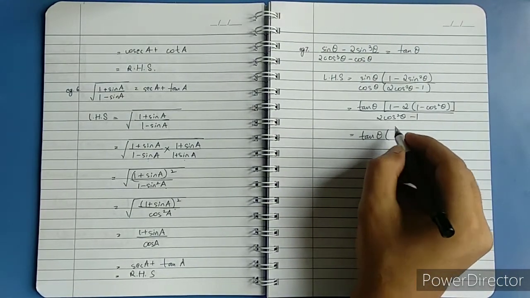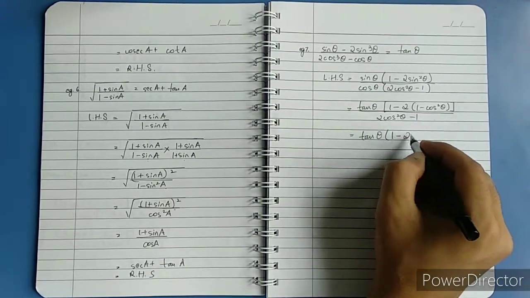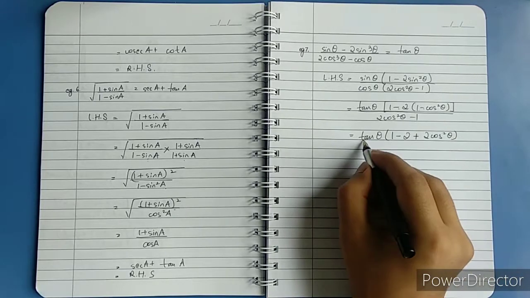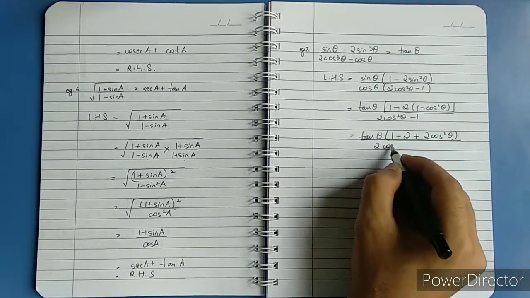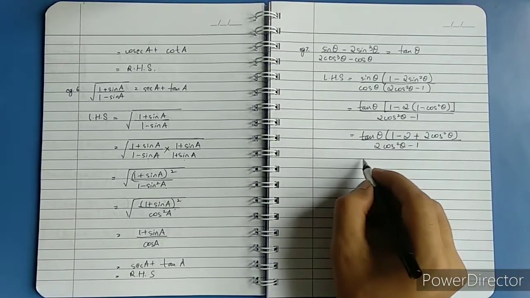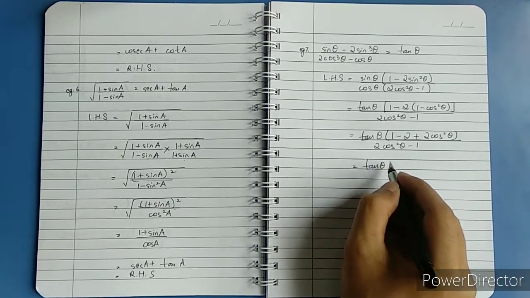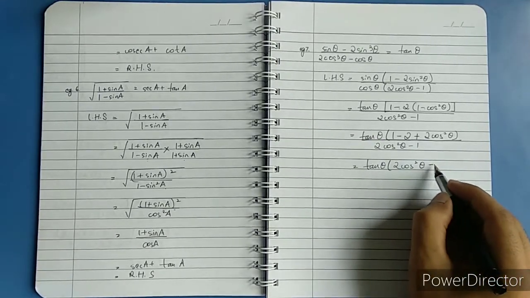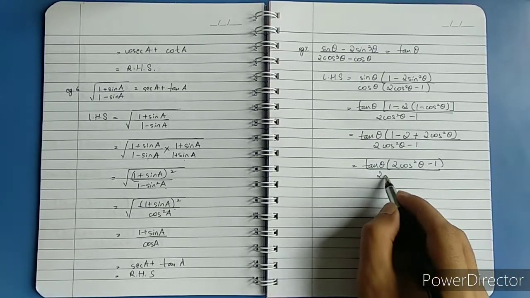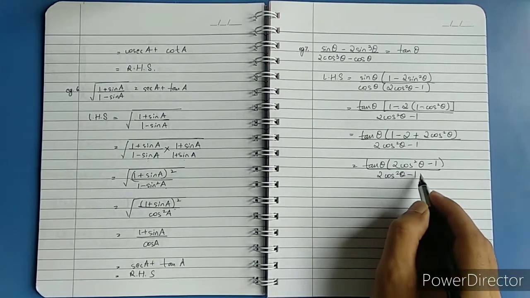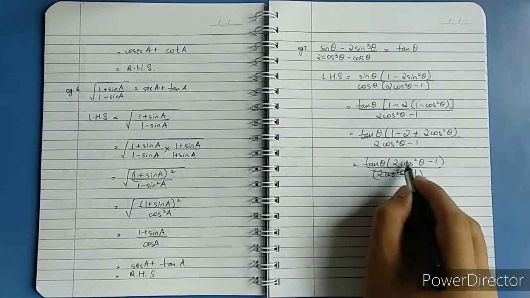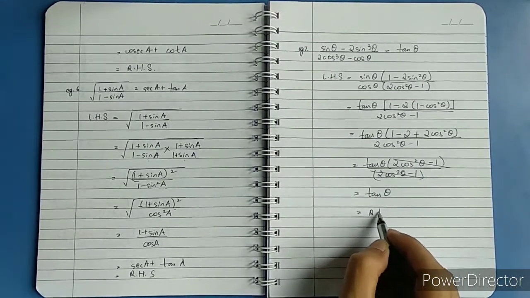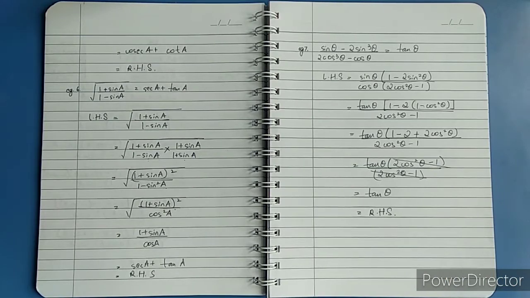So tan theta, 1 minus 2 into 1 is 2, minus into minus plus 2 cos square theta, by 2 cos square theta minus 1. So this is equal to tan theta. In the numerator we have 2 cos square theta, 1 minus 2 is minus 1, by 2 cos square theta minus 1. So this cancels off. We have tan theta. This is equal to the right hand side.